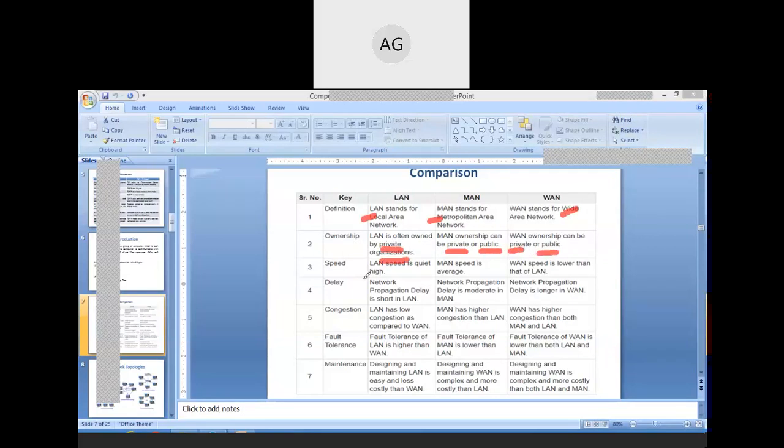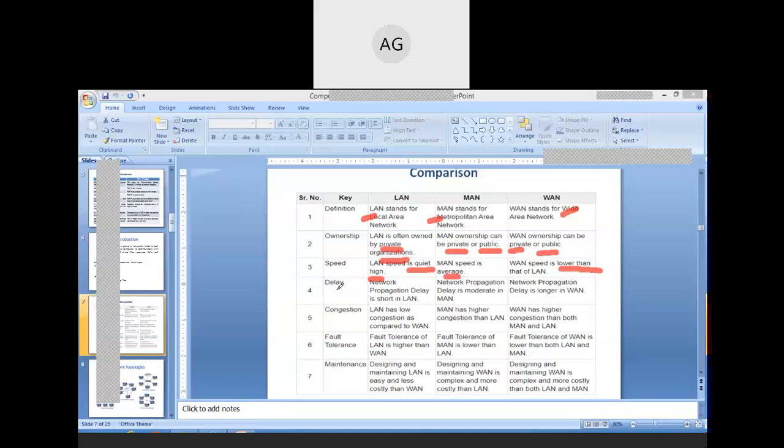Then the third point is speed. As the LAN network is small, LAN speed is quite high. Whereas in the case of MAN, speed is average, which means the speed of MAN is between the LAN and WAN. WAN speed is slower than that of the LAN.